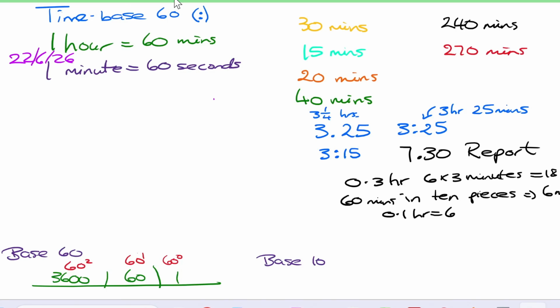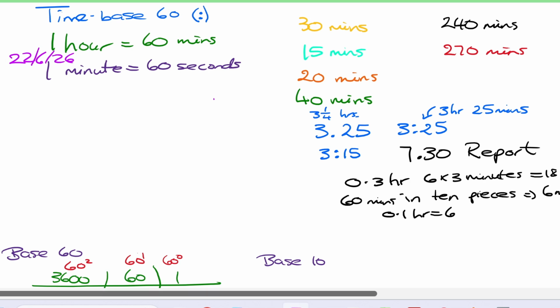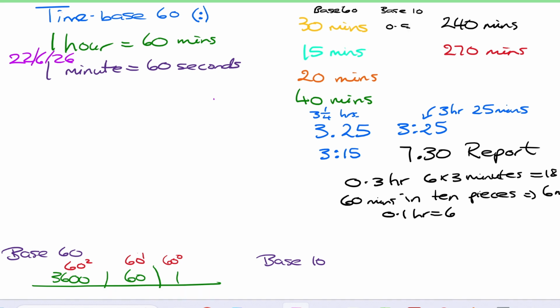My name's Christine. I wanted to continue on with that base 60 that we started last week. So last week we had base 60 was 30 minutes and that became base 10 became 5/10 of an hour, half an hour. 15 minutes was a quarter of an hour, so 0.25, 25 hundredths of an hour. 20 minutes is 1/3 of an hour, which is 0.33 recurring, and so 40 minutes is 2/3 of an hour, or 0.66 recurring. Let me just get a decimal point in there.